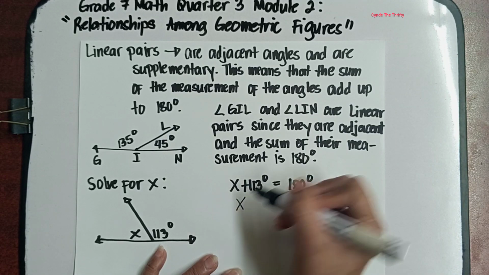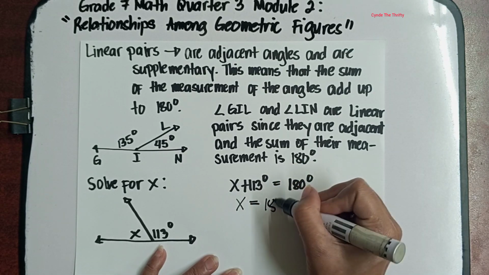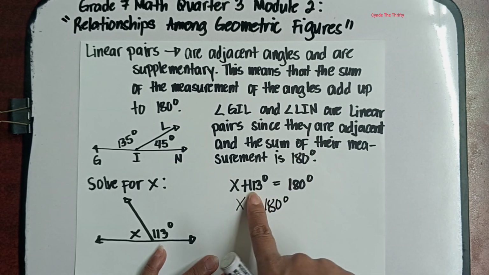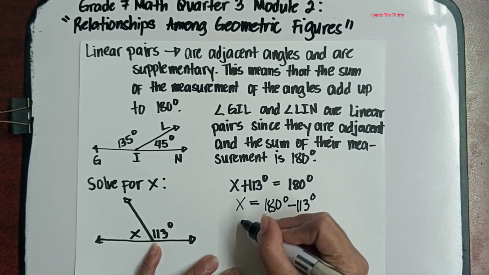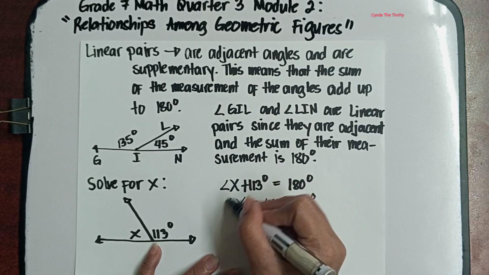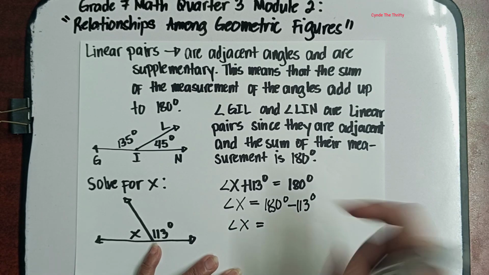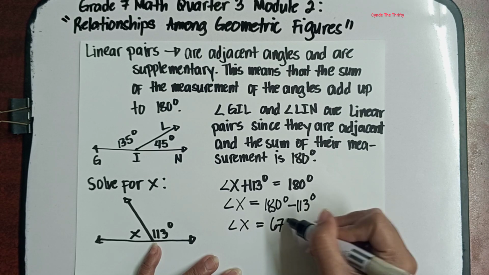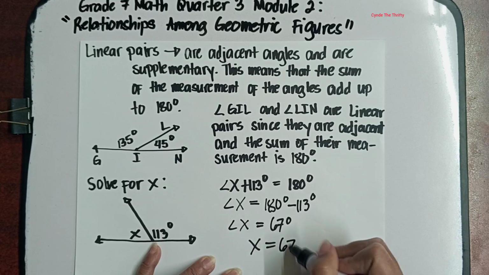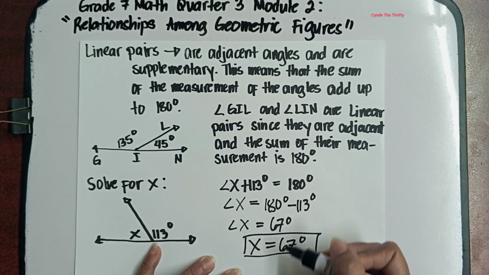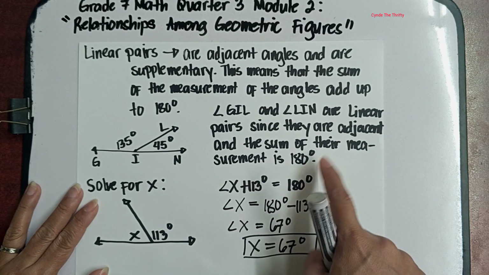So angle x is equal to ilipat natin si 113 dito sa kabila. So, 180 degree, dahil ililipat natin siya, magiging negative, minus 113 degree. Okay, so angle x is equal to 180 degree minus 113 degree is equal to 67 degree. So, ang measurement ni angle x is 67 degree. Okay? So, kapag i-add mo si 67 at si 113, ang kanyang total is 180 degree.